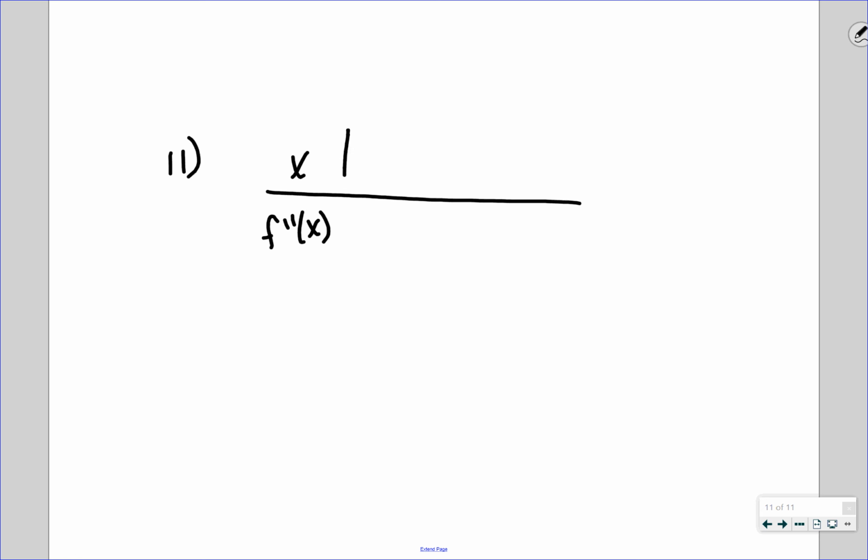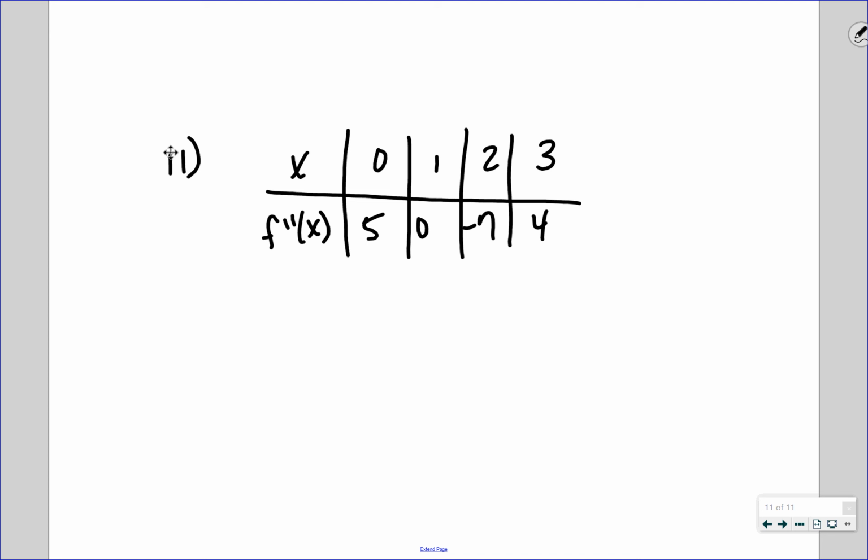Number 11. The polynomial function f has selected values of its second derivative f double prime given in the table above. Which must be true? The values are 0, 1, 2 for x and 5, 0, -7 for f double prime. Okay, so what has to be true? We've got A, B, C, D, E.